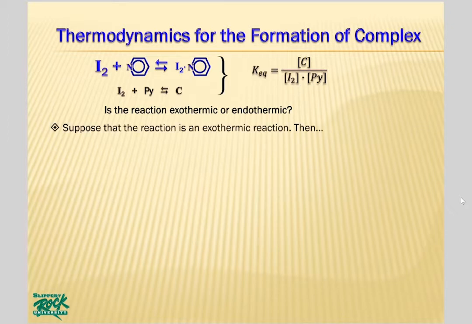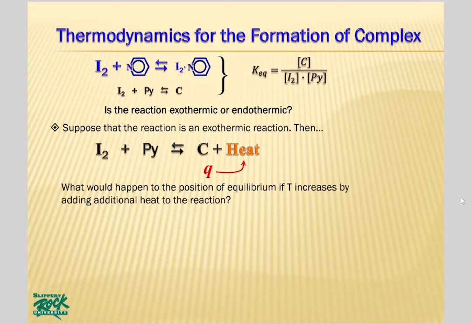Suppose that the reaction is exothermic. Then the reaction would release heat as the reaction proceeds forward. It will increase the temperature of the solution or the reaction mixture. If additional heat is added externally to the reaction mixture, what would happen to the position of equilibrium? This would bring the temperature of the solution higher than expected because of the surplus heat. According to Le Châtelier's principle, the reaction would proceed in the reverse direction until a new equilibrium is achieved.